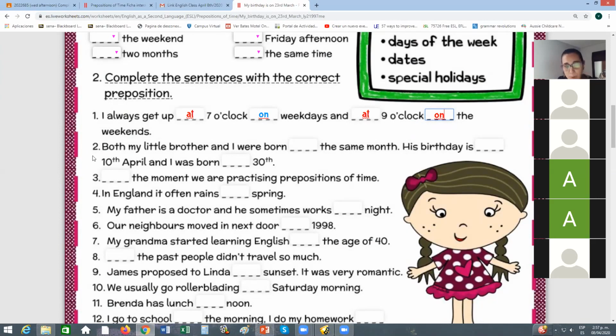Number 2. Both my little brother and I were born the same month. In. Both, my little brother and I were born in the same month. In the same month. That is a general time, like a general expression of time, yes. His birthday is on April 10th, and I was born on the 30th. Okay.